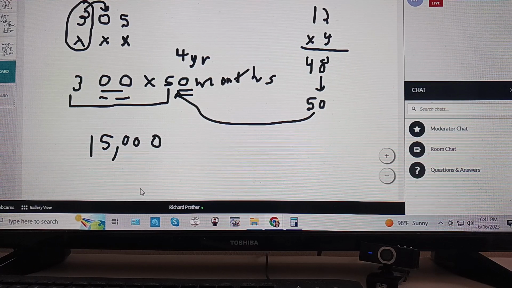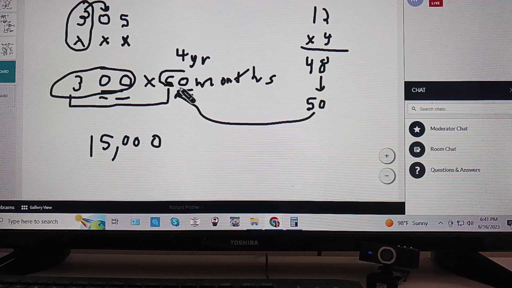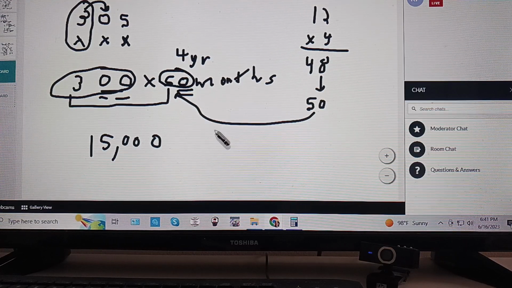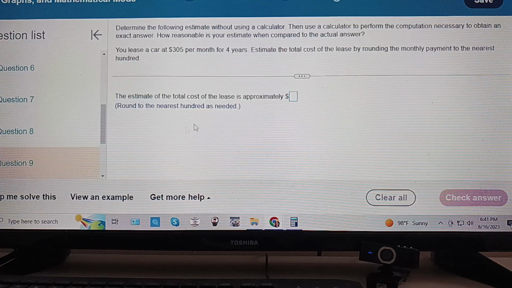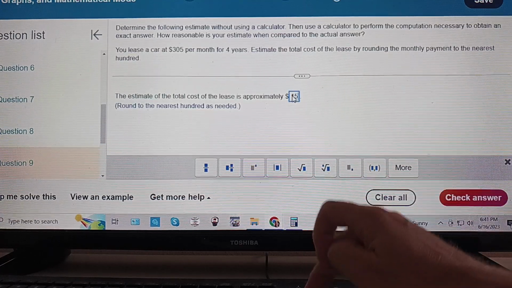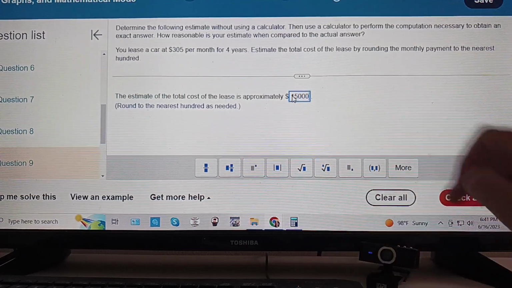So if you're trying to lease a car or buy a car, you could do this. Get your monthly payment and just round to the nearest 100. How many months are you going to pay? Round that to the nearest 10. And then that gives you a quick idea. This is what you're going to pay for the car. $15,000, either if you're going to pay it all up front, or it'll be monthly payments it'll be broken into. So the estimate is $15,000 for the total cost.